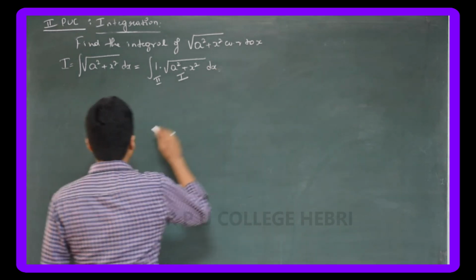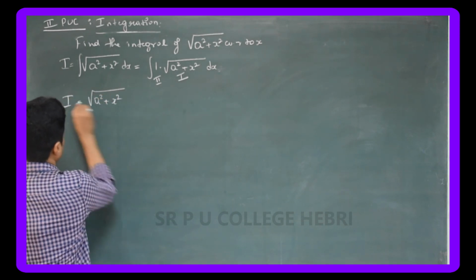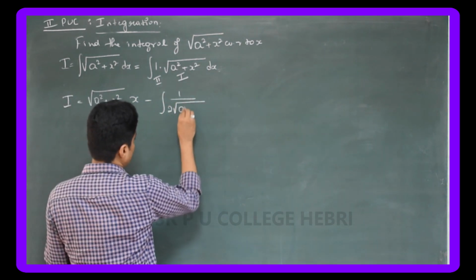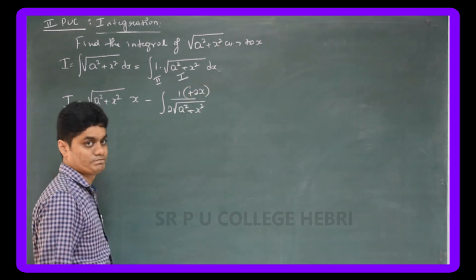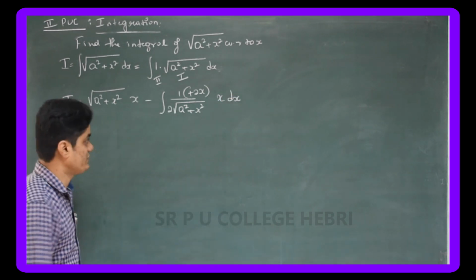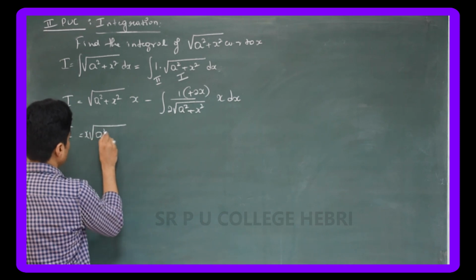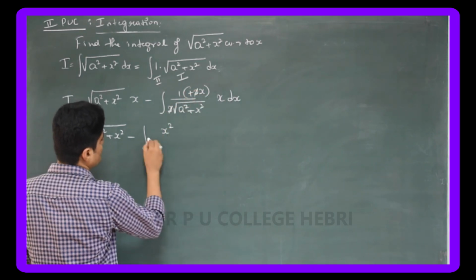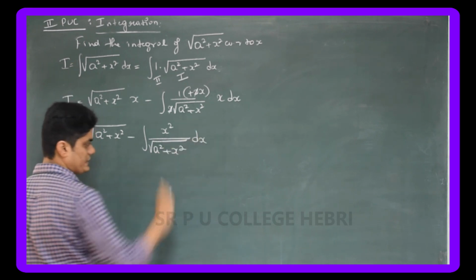So apply integration by parts. Root of a square plus x square into the integration of 1, which is x, minus the integration of the differentiation of the first function into x dx. Differentiation is the same as in the previous question, the only difference is the minus sign; here it is a plus sign. Then the integration of 1 is x. This is easier than the previous because the minus sign confusion is not there. So x into root of a square plus x square minus the integral of x square divided by root of a square plus x square dx.